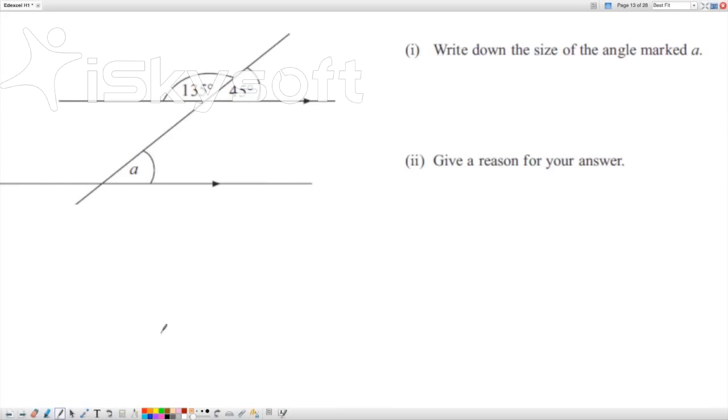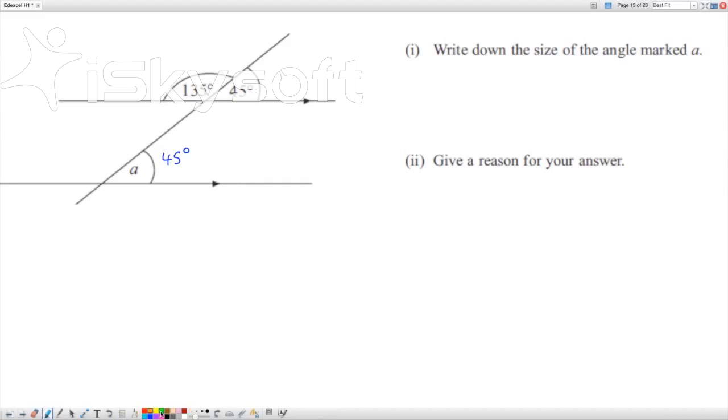Write down the size of the angle marked A. Here we have a set of parallel lines. When we have angles around parallel lines, this question is always about corresponding and alternate angles. Here we have a set of corresponding angles. The value of A is 45.